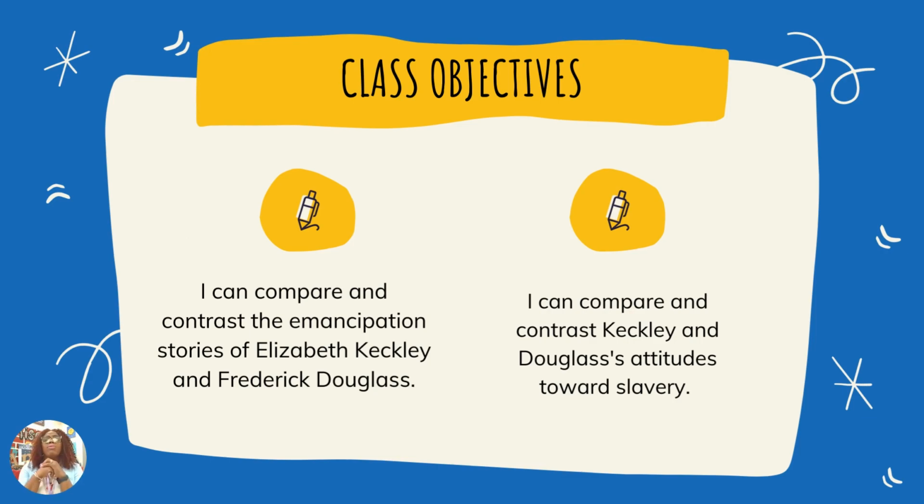All right. Wrapping it up. The objectives for today were to, well, first, I can compare and contrast the emancipation stories of Elizabeth Keckley and Frederick Douglass. And finally, I can compare and contrast Keckley and Douglass's attitudes towards slavery. I do hope that you were successful with this assignment today, and I hope that you gave your personal best to be successful today.